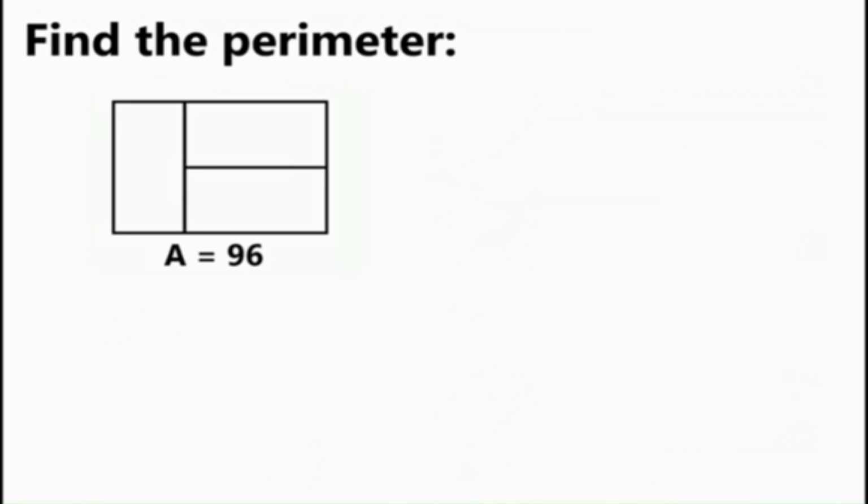Today I brought you guys a geometry problem and we are tasked with finding the perimeter of this rectangle here. So what do we know about this rectangle? It shows that the rectangle has an area of 96 and it is composed of three smaller rectangles, and these three rectangles are the exact same size. So these rectangles are equivalent to one another, and what we need to do now is find the perimeter. So let's go ahead and get started.